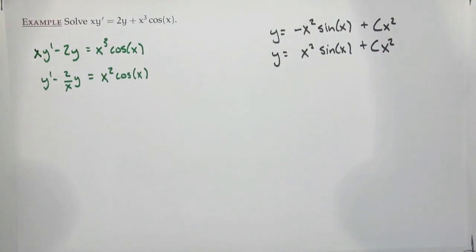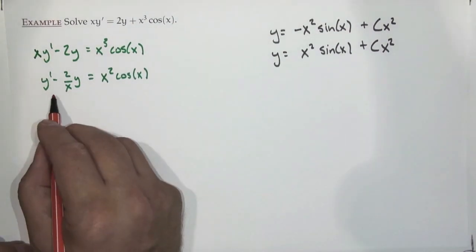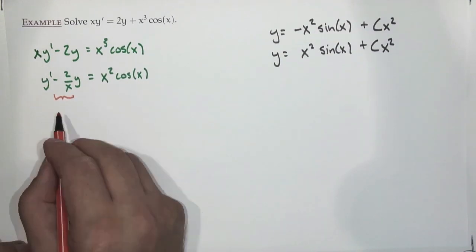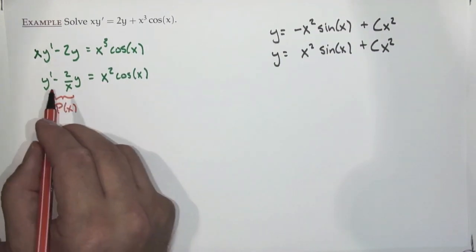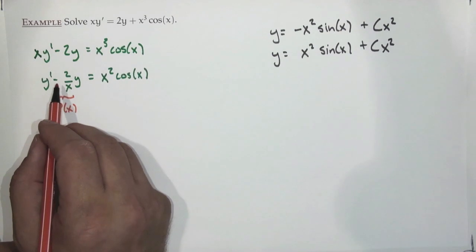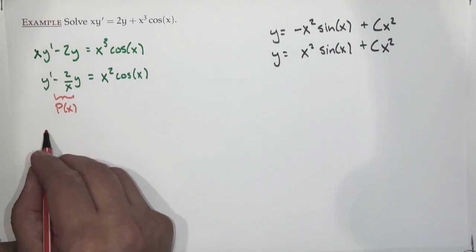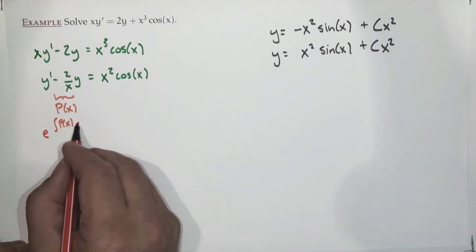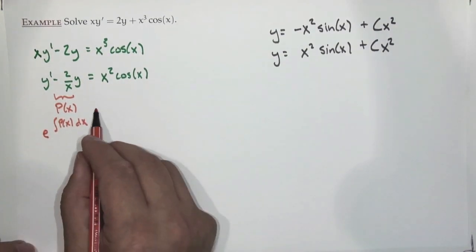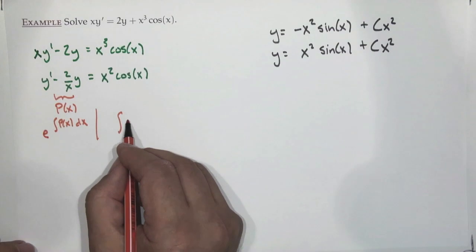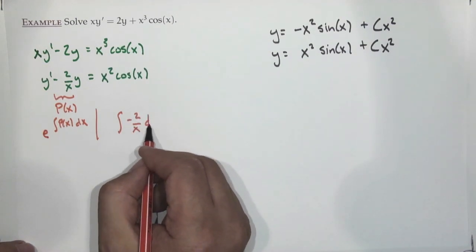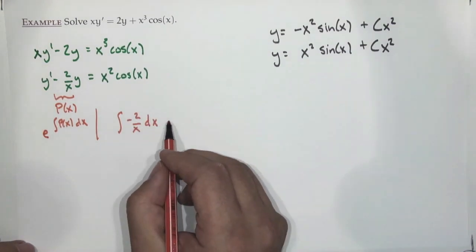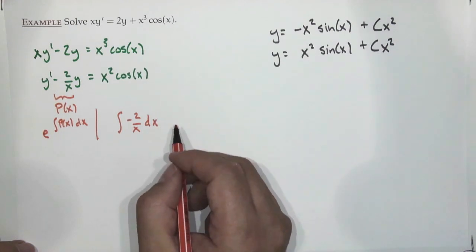Okay. And then we say, aha, this piece, this minus 2 over x, that's the coefficient of y. Don't forget the minus. That's important. So our integrating factor is e to the integral p of x dx. But let's do our integration part here first. We'll do the integral of minus 2 over x dx. What does this integral turn out to be?